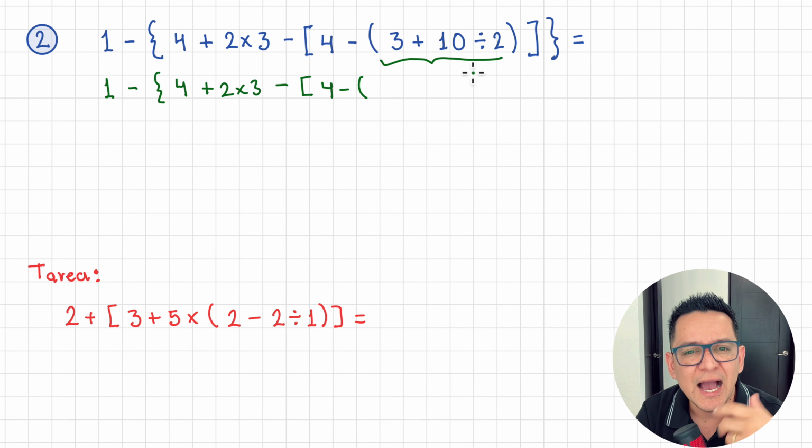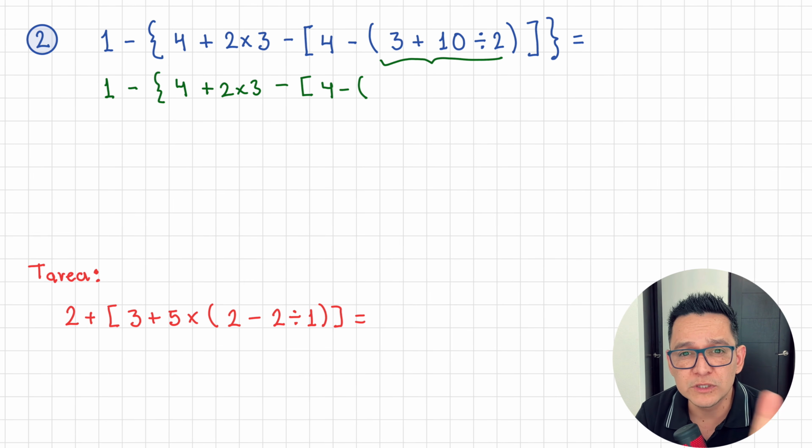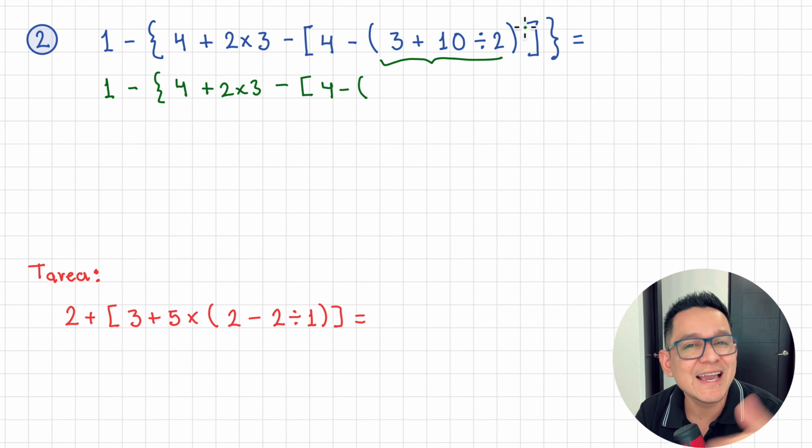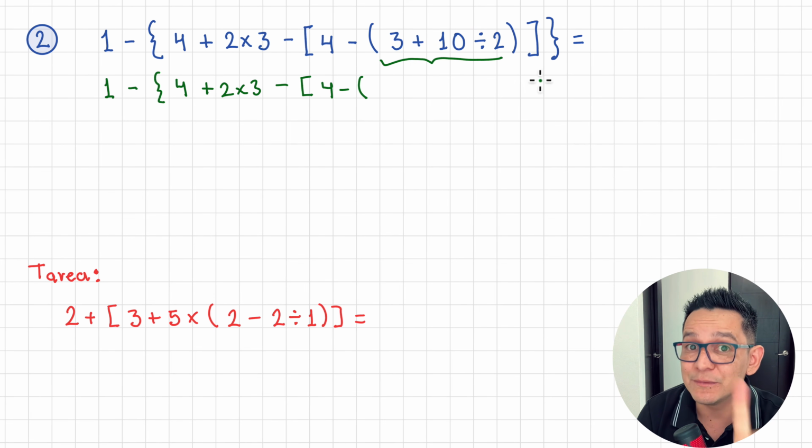And look, now inside the parenthesis, we have an addition and a division. What do you think? Which one do you think we're going to solve first? A little while ago, I told you that when we had multiplication and addition, we solved the multiplication first. What do you think we're going to solve first now that we have addition and division? Very good. We're going to solve the division first, not the addition. We're always going to leave that until the end, along with subtraction.